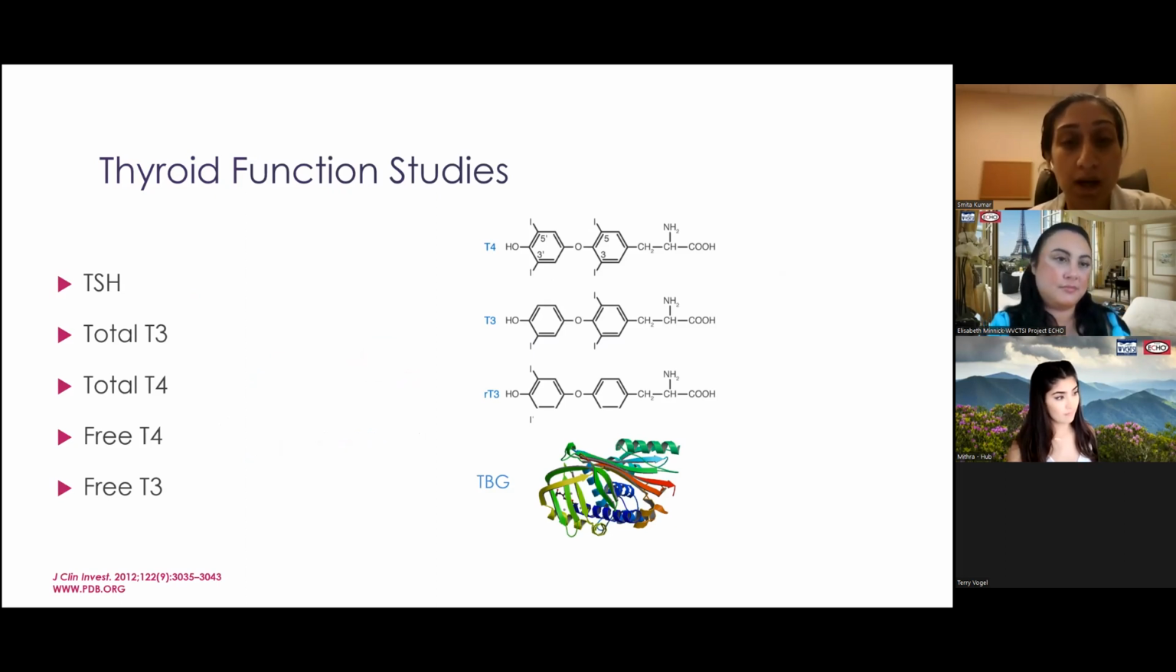Thyroid hormone is bound to TBG, or thyroid binding globulin. So total T3 and total T4 is the bound form, and then free T4 and free T3 are the unbound form, and those are the active hormones.